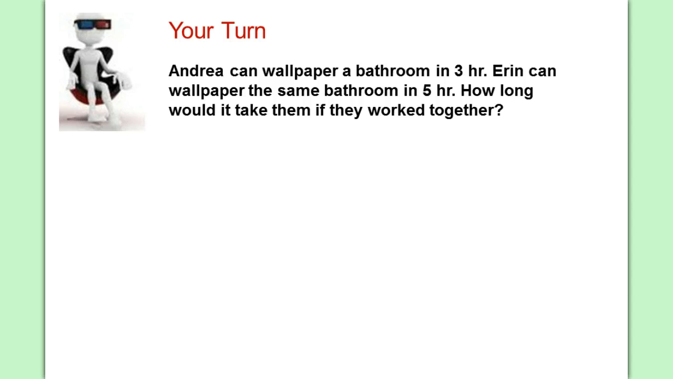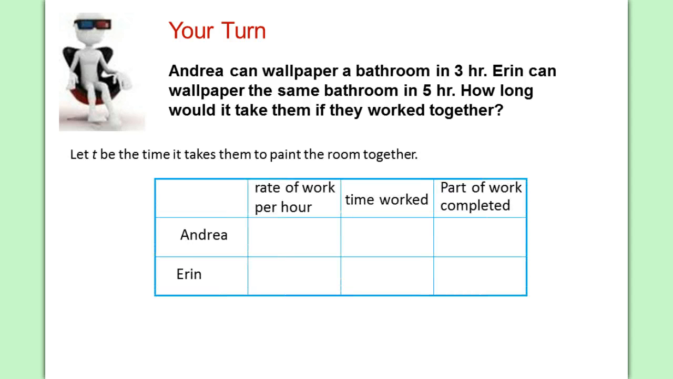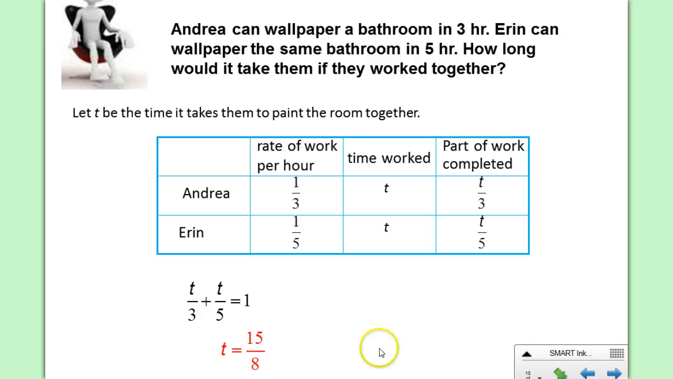Okay, the first thing you should have done is let T be the time it took to paint the room together. Andrea and Aaron, again, what's their speed? Well, they're going to work for T hours. Andrea has 1/3 of a room per hour. That means she'll have done T over 3 in T hours. Aaron has a speed of 1/5 of a room per hour. So after T hours, they're done T over 5. If we add these two portions together, we really want them to be done the whole room.